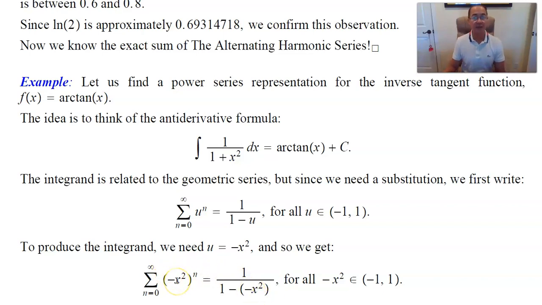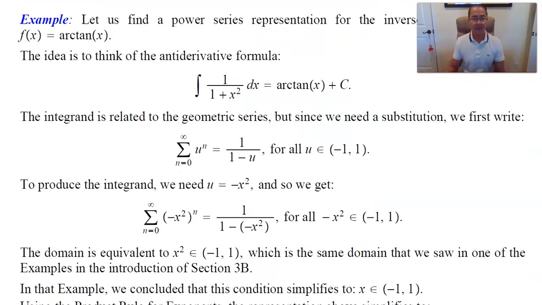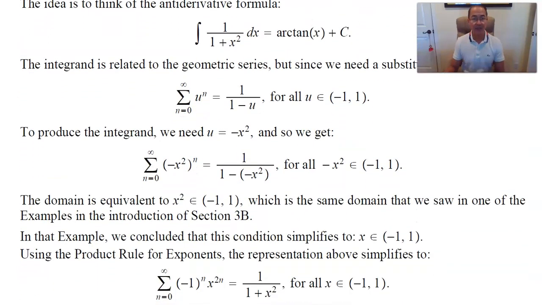In that section where we talked about the algebra of representations, we just plugged in x squared. You can go back and look at that example. It's on the first page. But now, because we want 1 over 1 plus x squared, we want to substitute minus x squared. Okay, so we are going to simplify this. The domain is the same as we have there. It's still between minus 1 and 1.